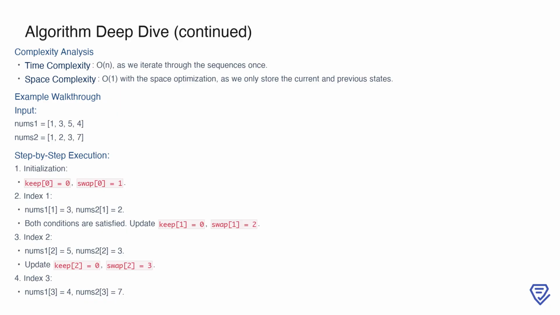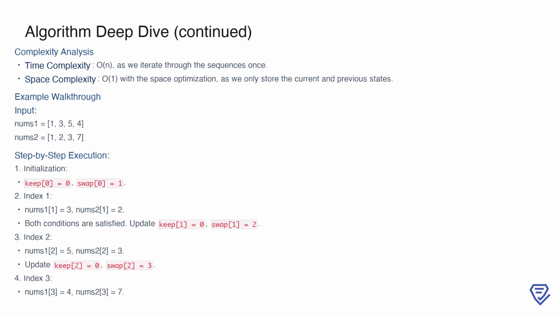To illustrate how the algorithm works, let's walk through an example. Suppose nums1 is 1, 3, 5, 4, and nums2 is 1, 2, 3, 7. First, we initialize the states: keep[0] is 0 and swap[0] is 1. At index 1, nums1[1] is 3, and nums2[1] is 2. Both conditions are satisfied, so keep[1] remains 0 and swap[1] becomes 2.